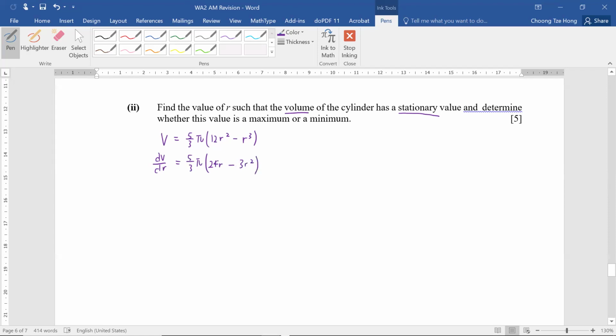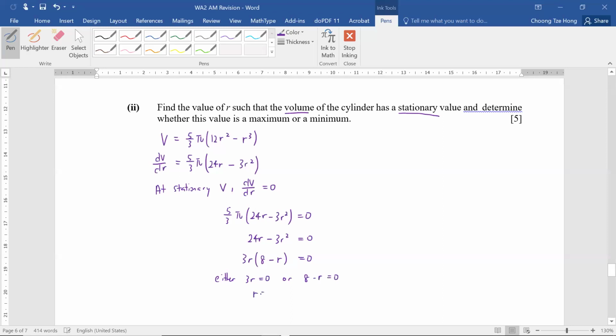So at the stationary value of V, dV/dr is equal to 0. So 5/3 pi times (24r minus 3r squared) will be equal to 0. 5/3 pi can't be 0, so it will just be 24r minus 3r squared equals 0. From here, we'll factorize out 3r, so here will just be 8 minus r equals 0. So it's either 3r equal to 0 or 8 minus r equal to 0.